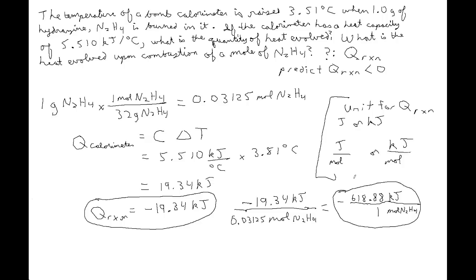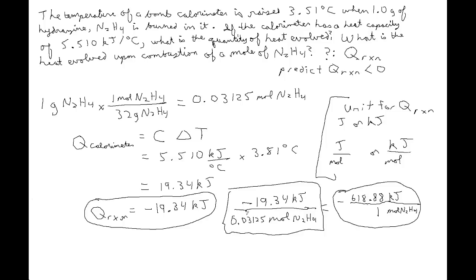So then we can interpret that to mean if we combusted 1 mole of hydrazine, it would produce approximately 619 kilojoules of heat. But how come we can assume that negative 19.34 is released per 0.03125 moles? Because we know it.